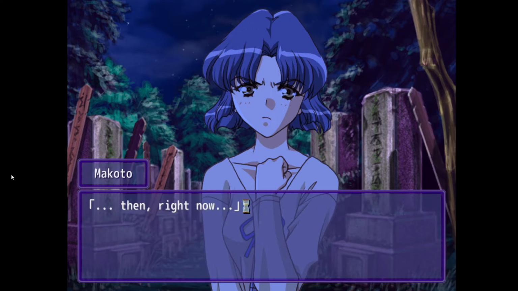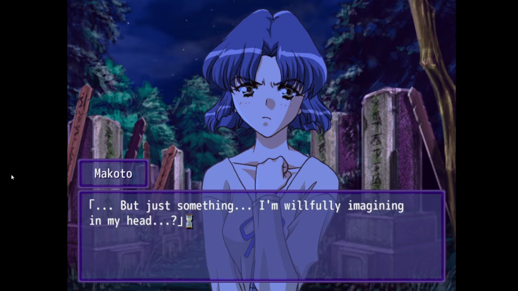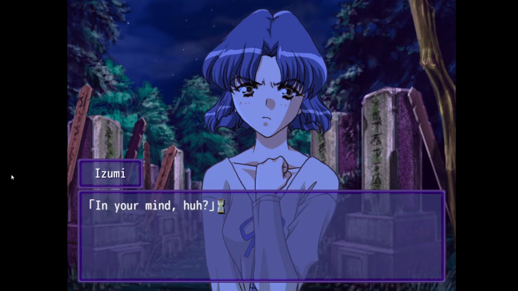Then right now, the Izumi I saw before my eyes, if I stick my hand through her, it just passes through and fades. Nothing more than a character from my fantasy. Right now, the details you're telling me aren't actually being spoken by Izumi-san, but just something I'm willfully imagining in my head? In your mind, huh? I just willfully imagined the answer to the mysteries somehow. You willfully imagined this thing where you thought it was reality, but then someone in there explains to you that it's not, and you imagined it.